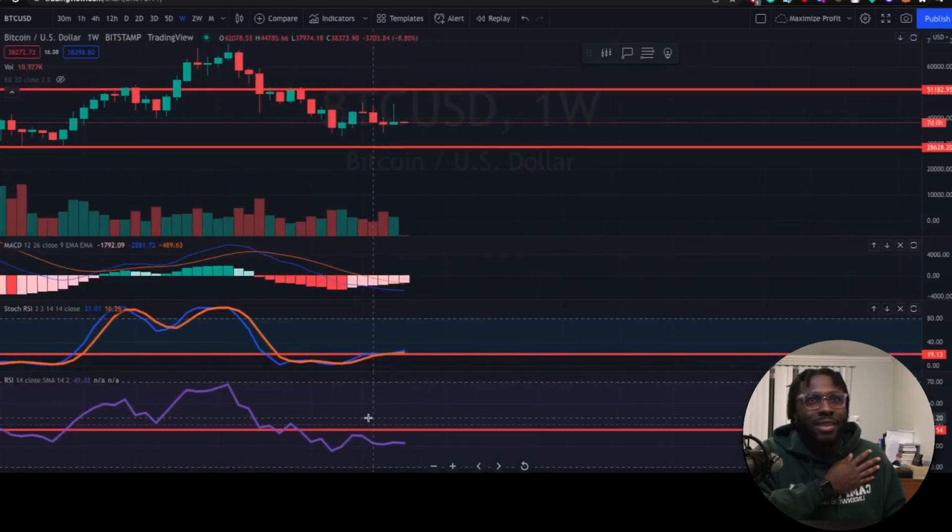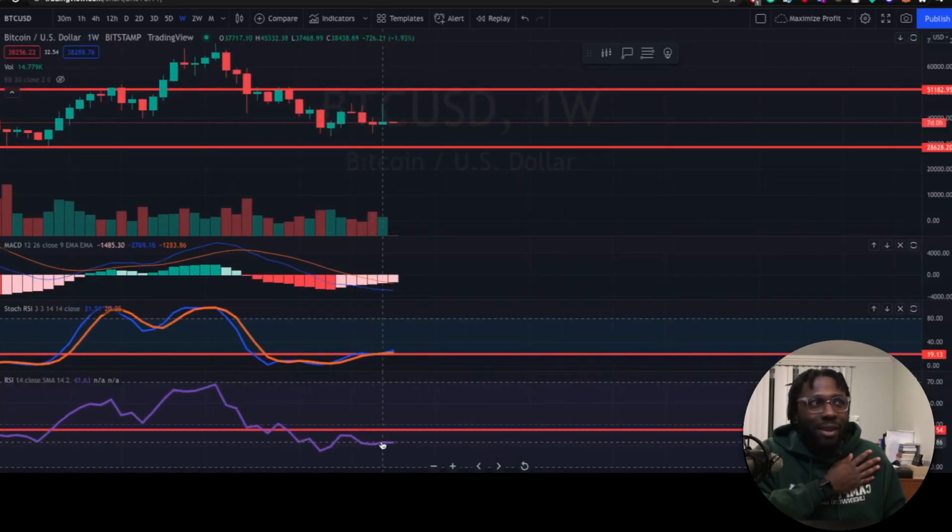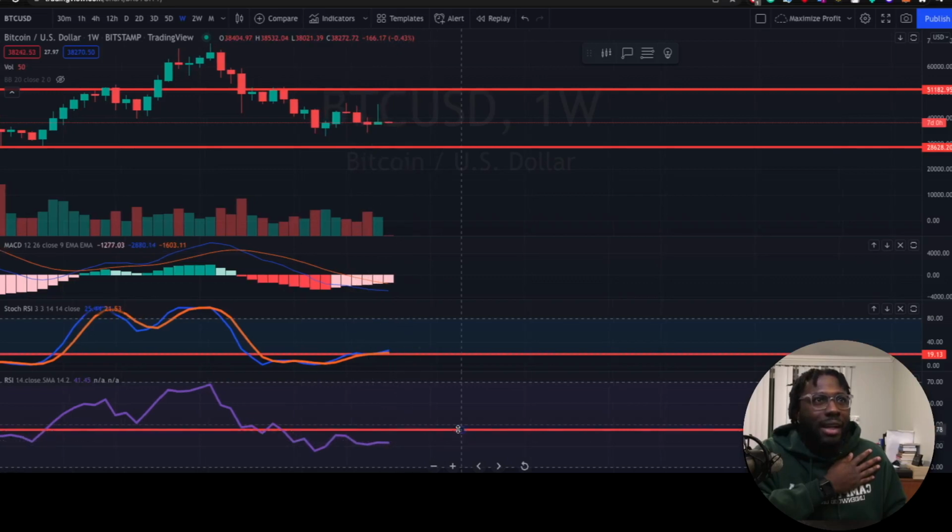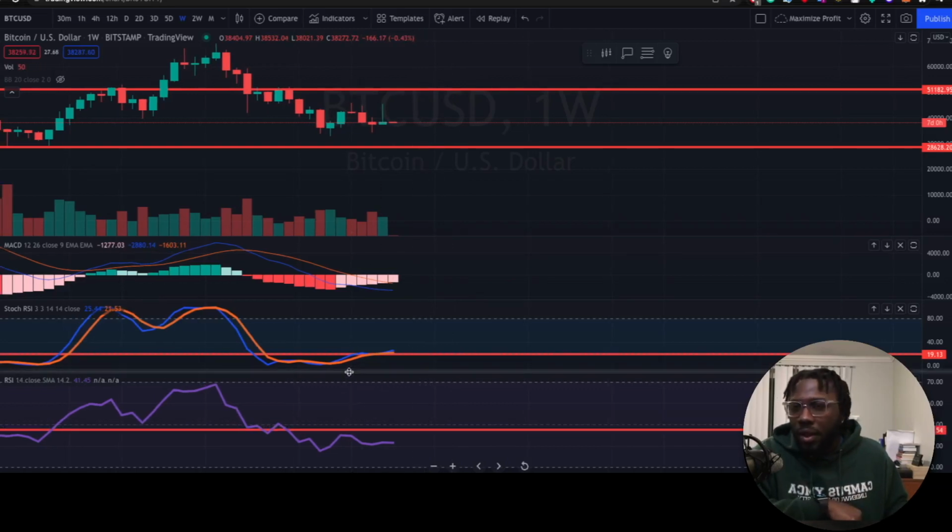Looking at the RSI, we can see that it's leveling out, and I highlighted that 47 may be resistance on the RSI on the weekly. Now it's time for my analysis.